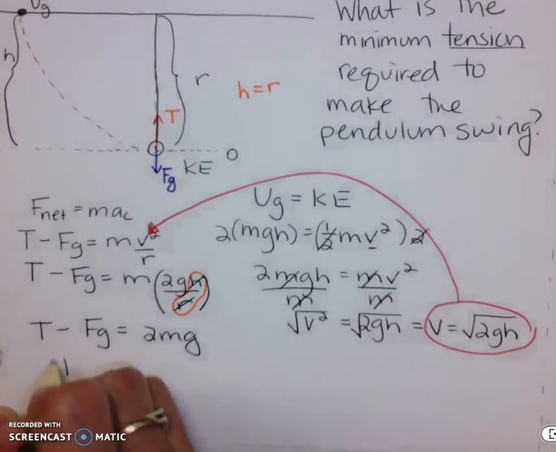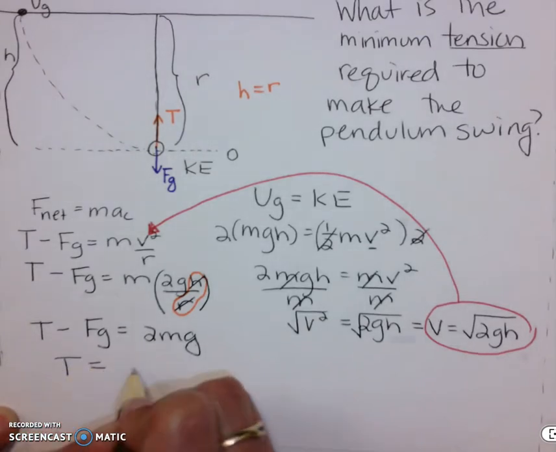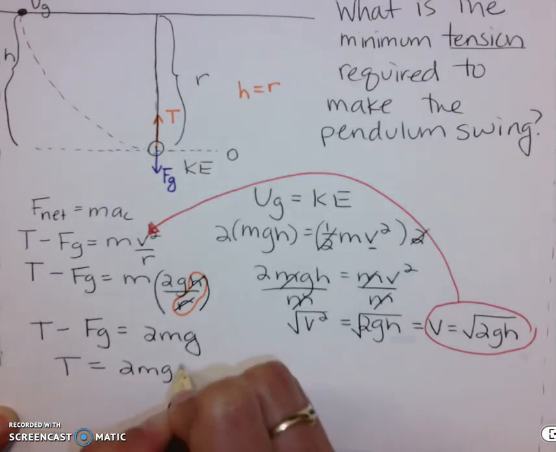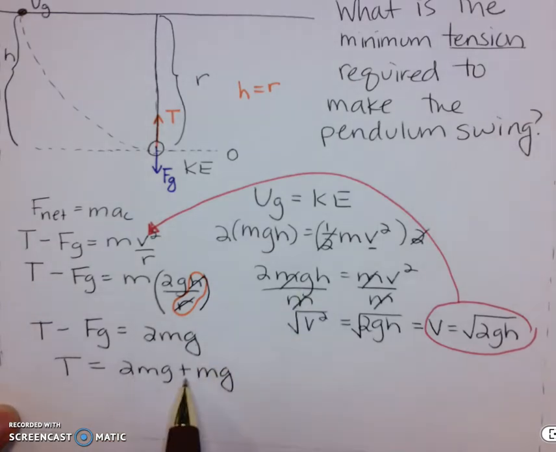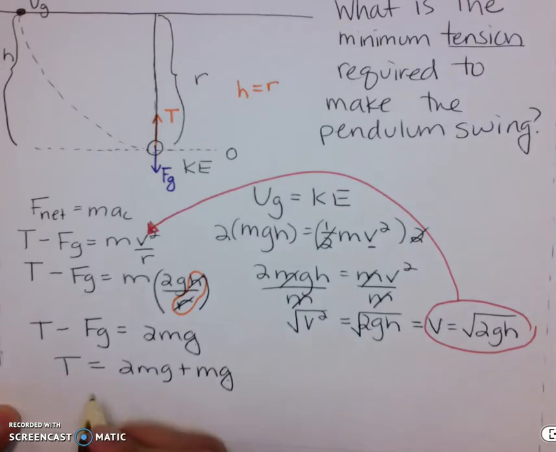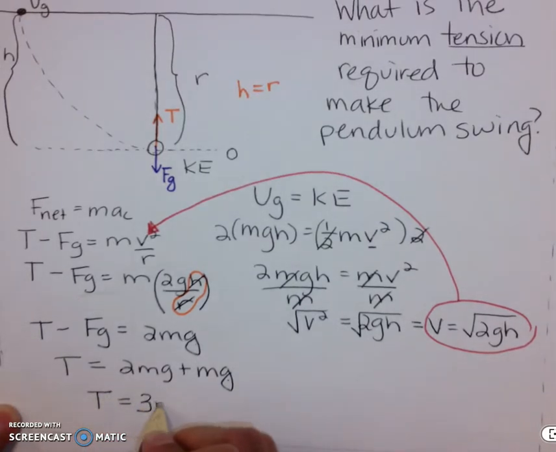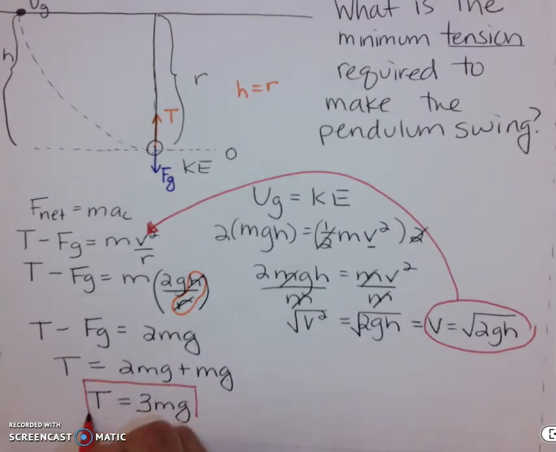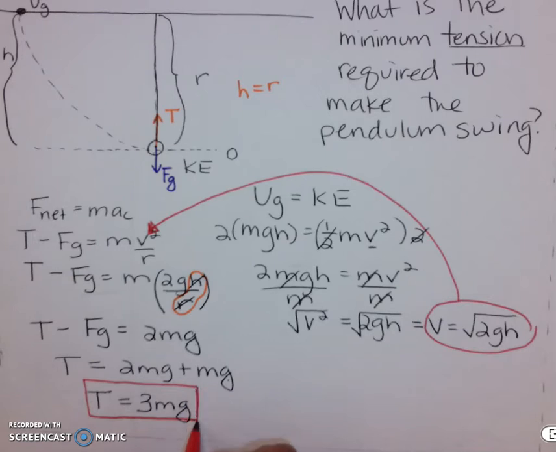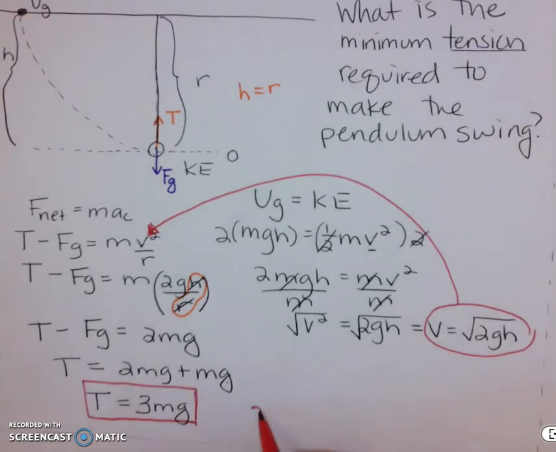So then I get tension is equal to 2mg plus mg. Well, what's 2mg plus 1mg? That would tell me that the minimum tension needs to be 3mg. This is a nice simple answer that Steve Trotter could have used. This statement here tells me that that wire needed to have supported at least 3 times the weight of all the passengers.